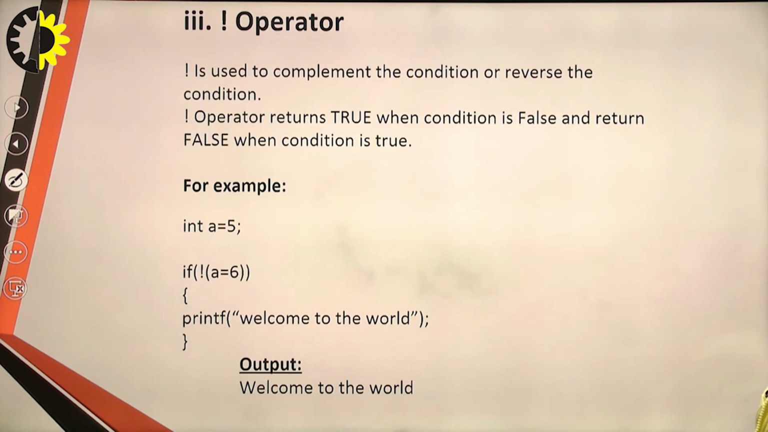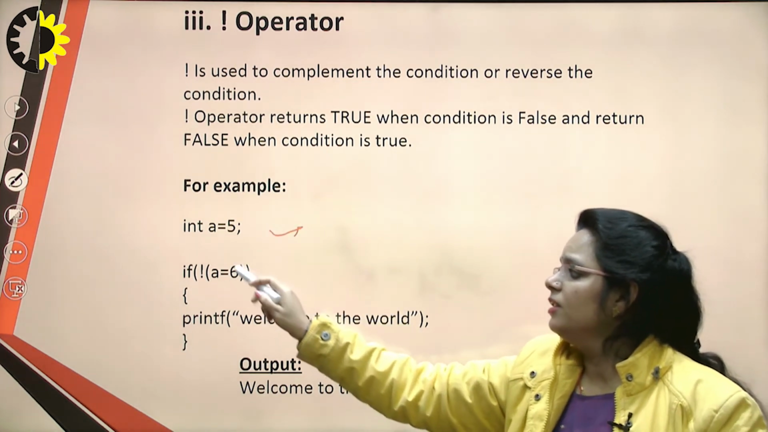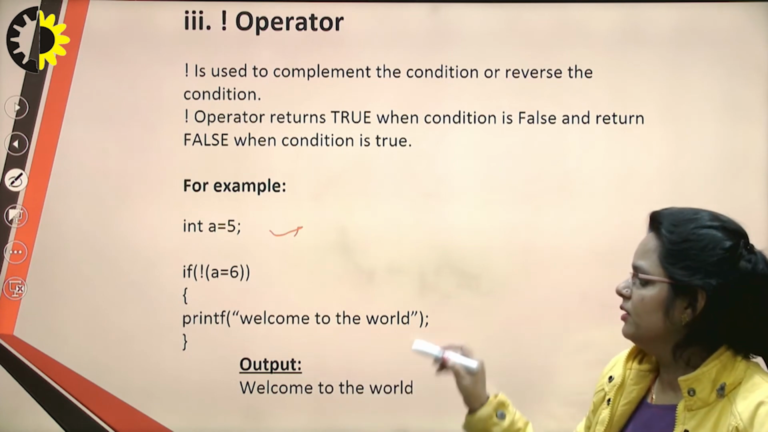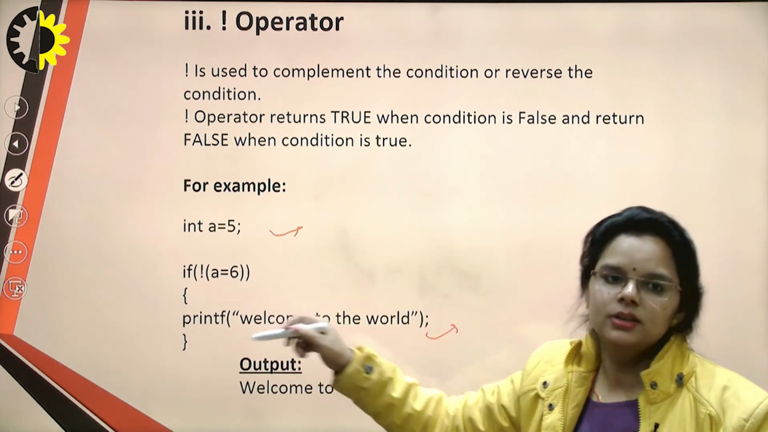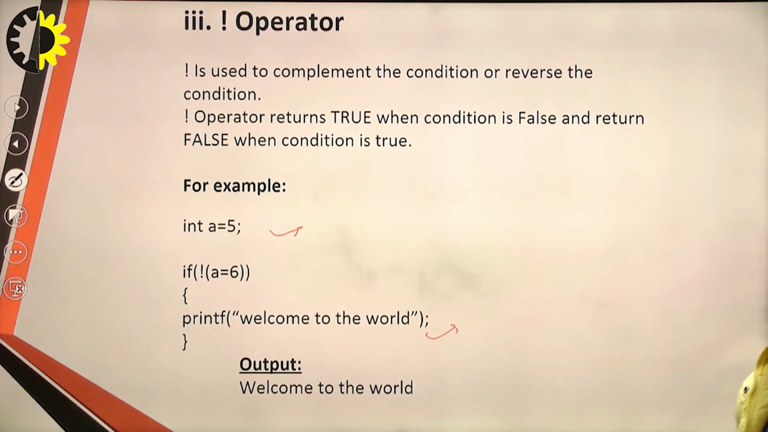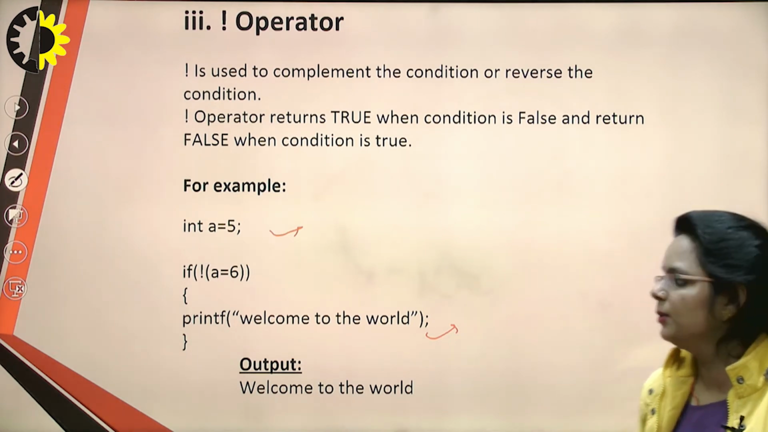Now let us move to another operator, that is our NOT operator. Let us say A equals 5. If not A equals 6, so A is not equal to 6, yes, 5 is not equal to 6, then it is going to print welcome to the world. So if the condition is true, then this is going to return false, and if the condition is false, this is going to return the true value.